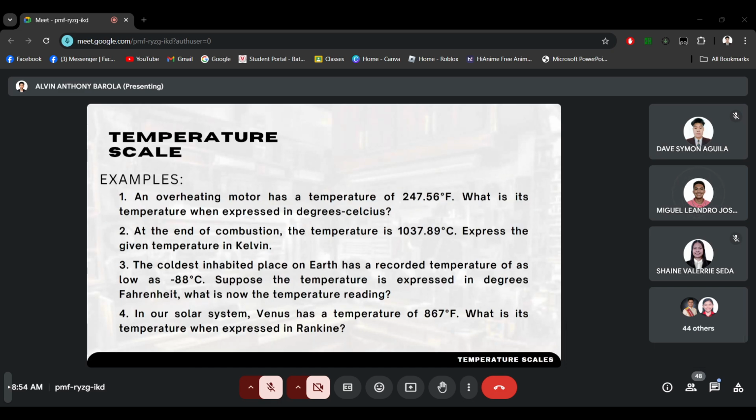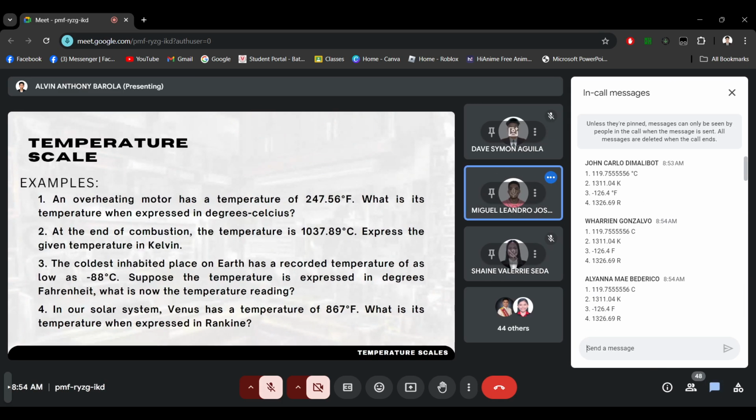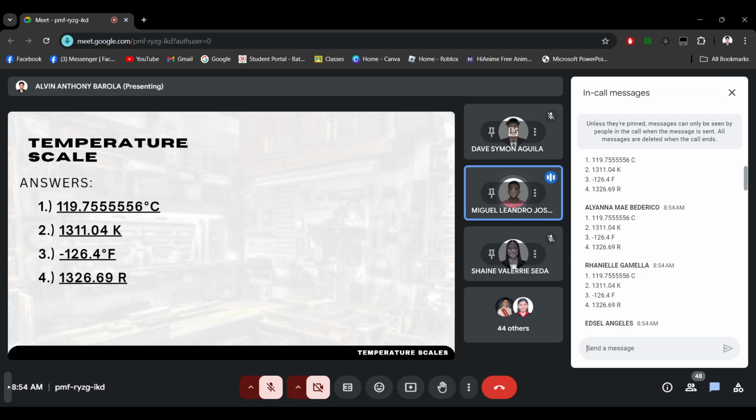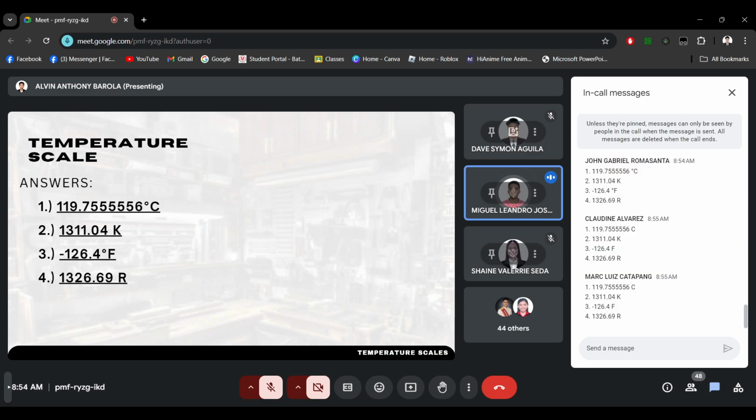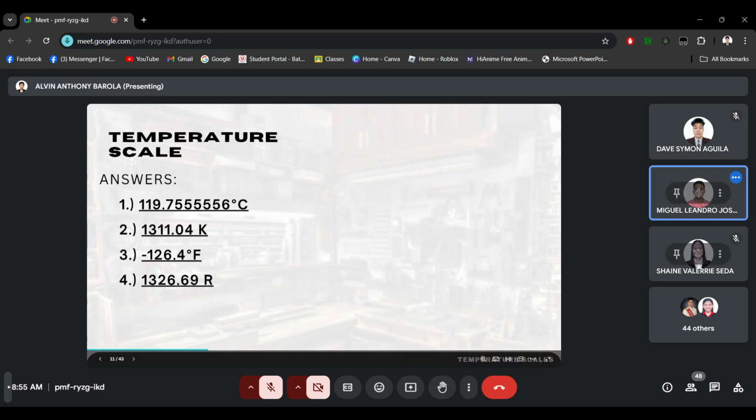Hello, hello. So, meron na pong mga nag-send ng answers. Palipat po ng next slide para makita nila kung tama sila o hindi. So, the answer for number 1 is 119.75555. Basta madaming 5. So, tama naman po. Then, for number 2, we have 1311.04 Kelvin, which is again, tama.